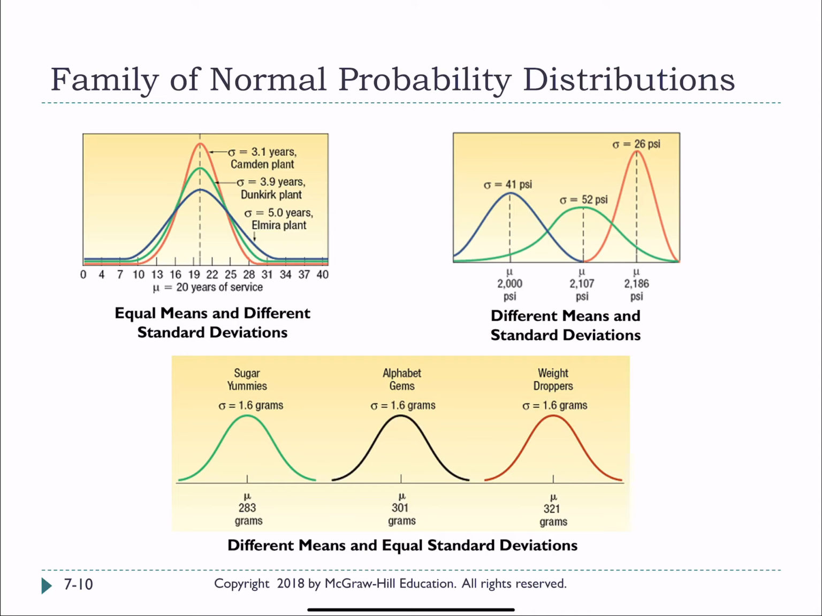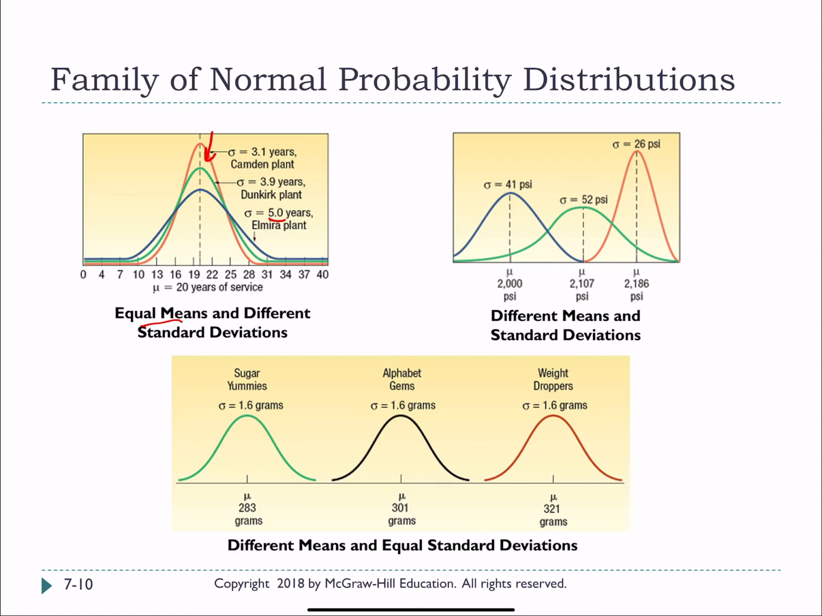Here's our family of normal probability distributions. We could have distributions where the means are equal, but the standard deviations are different. Remember, your standard deviation is the spread in our data, or in this case, our probability. If the standard deviation is smaller, like this one here, then it is more centered around the mean, so your curve will be steeper, but tighter pulled in. As the standard deviation increases, you see that curve start to flatten out.